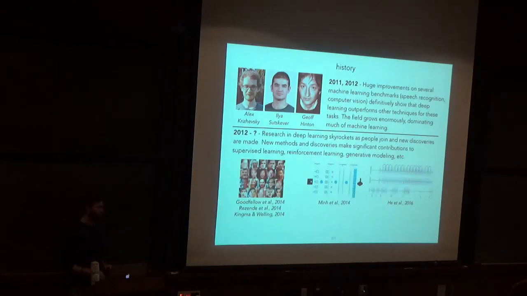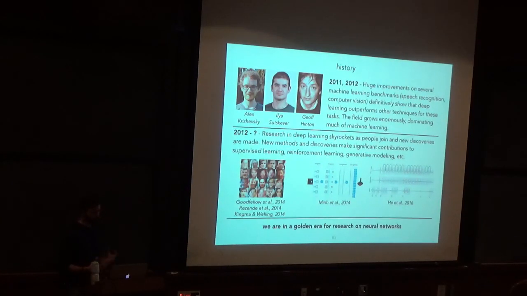And since then, there's just been a flurry of research in everything from generative models to reinforcement learning, and even just looking at how we can improve these architectures much more. And so it's really a golden age, or a golden era, for research in neural networks, which for the most part continues to be the case today.